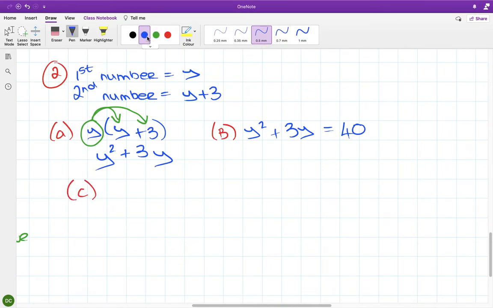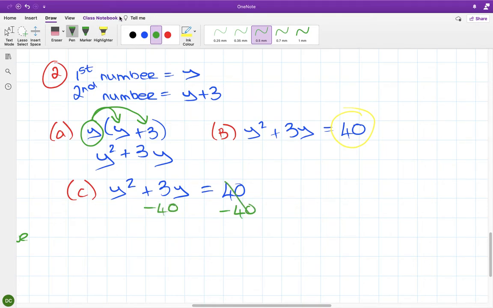Remember, to solve a quadratic, we must have equals 0, and that is not what we have. We don't have equals 0, we have equals 40, so we're going to have to deal with that. So y squared plus 3y equals 40. I want to minus that 40 to give me a 0, but then I'll have to minus 40 over here. So I have y squared plus 3y minus 40 equals 0.